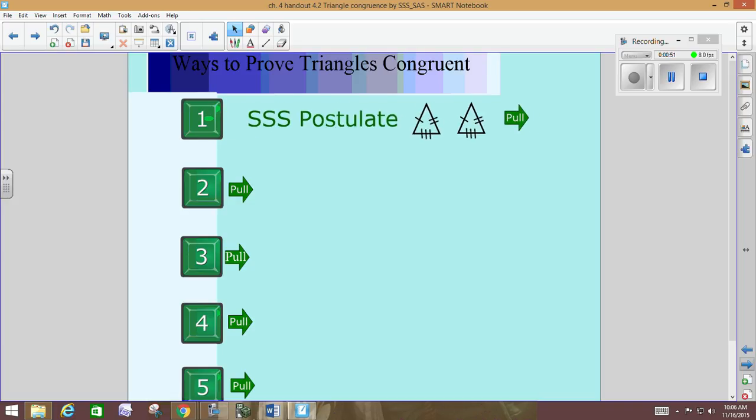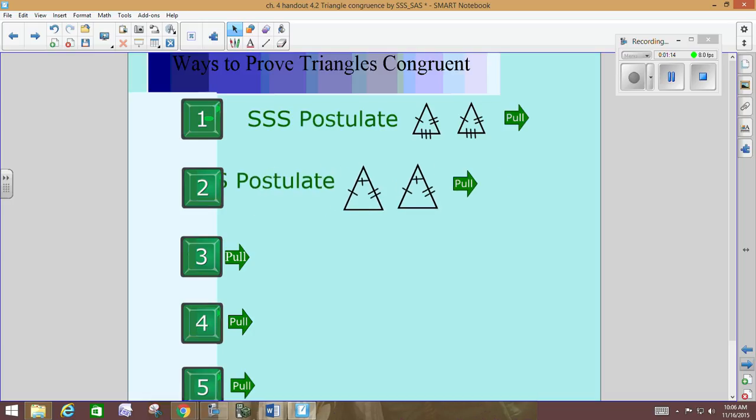The first one is called the side, side, side postulate, and it works in the fact that if 3 sides of one triangle are congruent to the 3 sides of the other triangle, then the 2 triangles are congruent. So you don't have to show me anything about the angles. You just have to say that the 3 sides of the first triangle are congruent to the 3 sides of the second triangle, and then they're congruent.